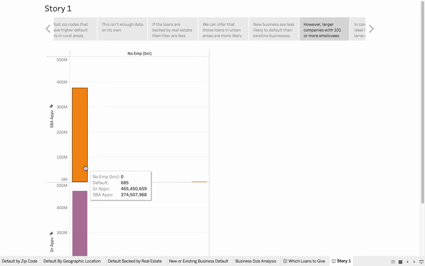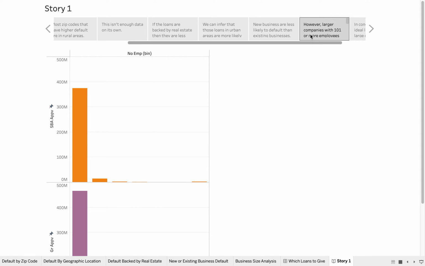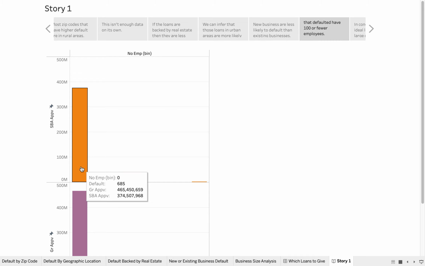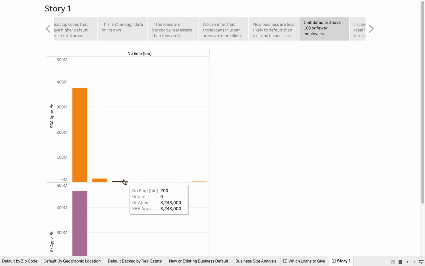This is an interesting graph that shows that larger companies with 100 or more employees default on their loans less than those that are smaller. 685 of the 686 businesses that defaulted had fewer than 100 employees. So you can see here 685 defaults in this bin, whereas you had 1 default across the other 5 bins here.